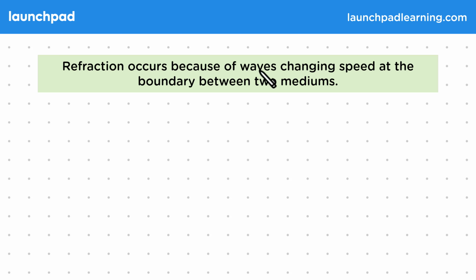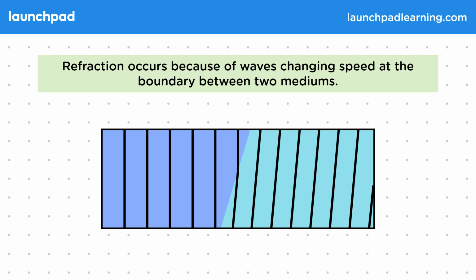Refraction occurs because of waves changing speed at the boundary between two mediums. Remember that refraction is a wave changing direction as it transmits across a boundary. We can demonstrate this using a ripple tank, with deep water at one end and shallow water at the other.